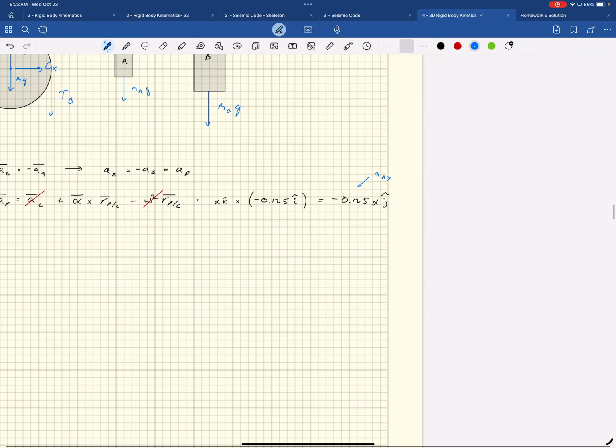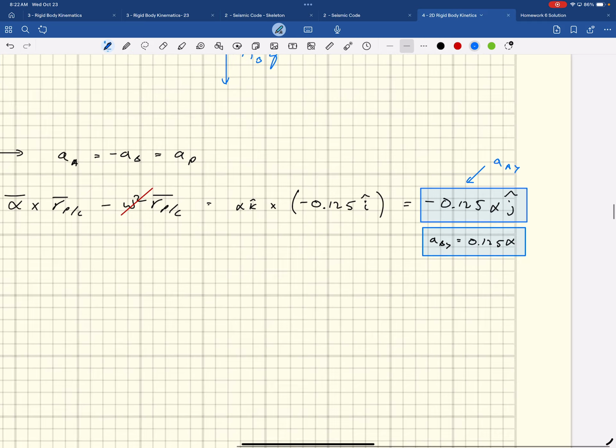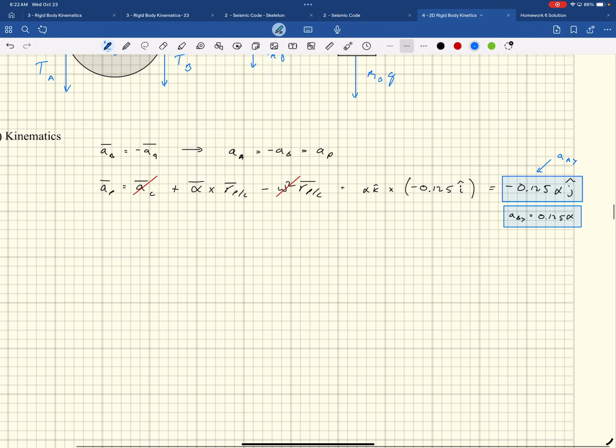And then we can also say, let's relate it to AB as well. ABY then is equal to 0.125 alpha. I'm going to need these later. I'm going to highlight them here. Right? AB is just going to be the negative of what AA is. So I just need those for later. Are you with me? Everybody okay? Are you okay?